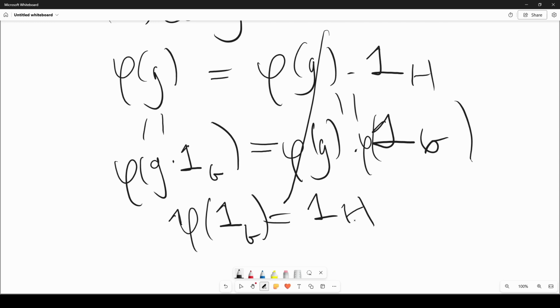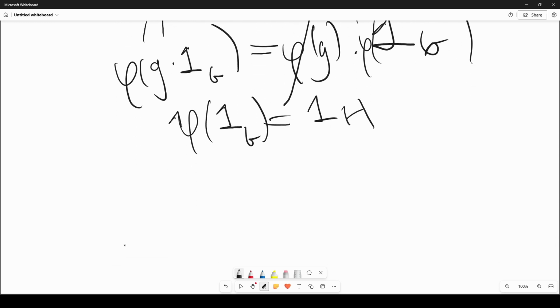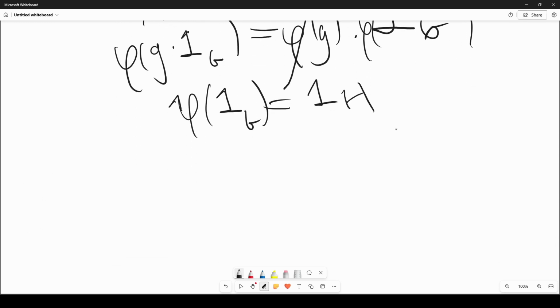I get that phi of 1_G equals 1_H. And note, I assume nothing in particular about this homomorphism. It's completely general about any homomorphism from G to H. It must always send the identity of G to the identity in H. Okay. Little square for that.